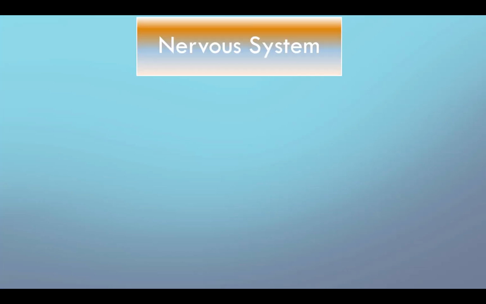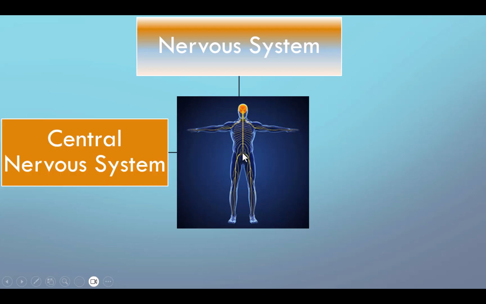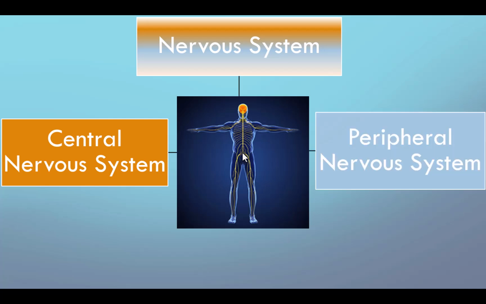So there are two main divisions of the nervous system. And you see here in this figure, we have the central nervous system, which includes the brain and the spinal cord and runs down the center of our body. And then we have the peripheral nervous system, which is everything out here in the periphery. All of these nerves that you see out here going out to our organs and our fingers and our toes, that's the peripheral nervous system. So the two main divisions of the nervous system are the central and the peripheral nervous system.